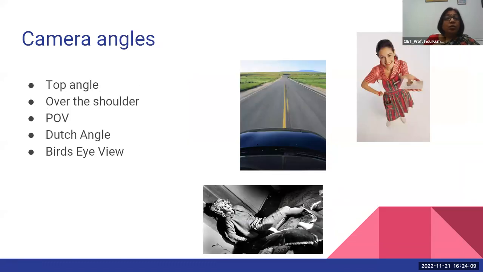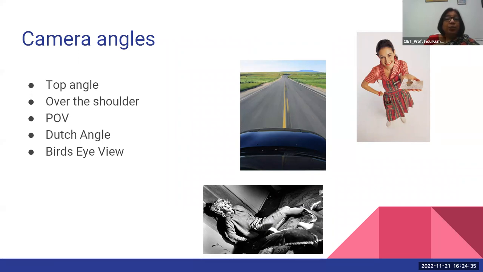Next. So here some more camera angles are there. Top angle, over the shoulder angle, point of view angle, Dutch angle, and bird's eye view. Bird's eye view is not given here. So you can see the top angle, and this is the over the shoulder angle.